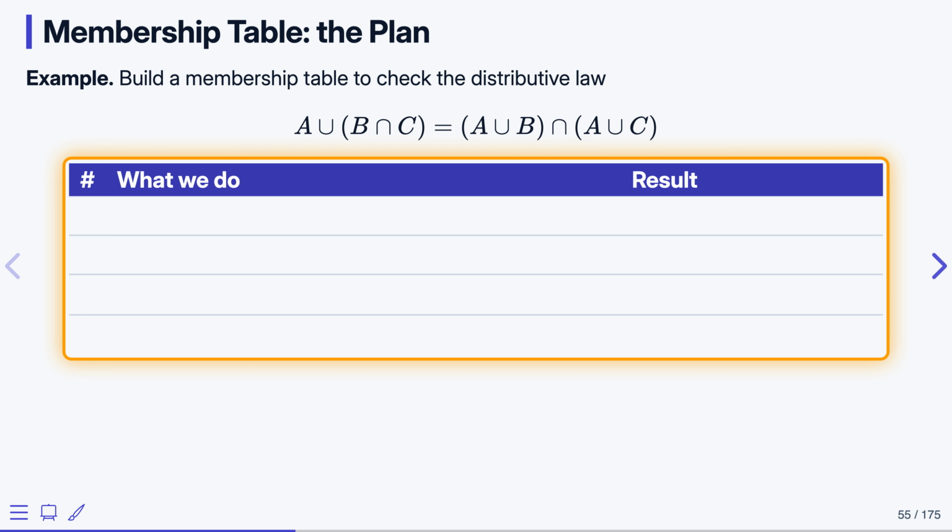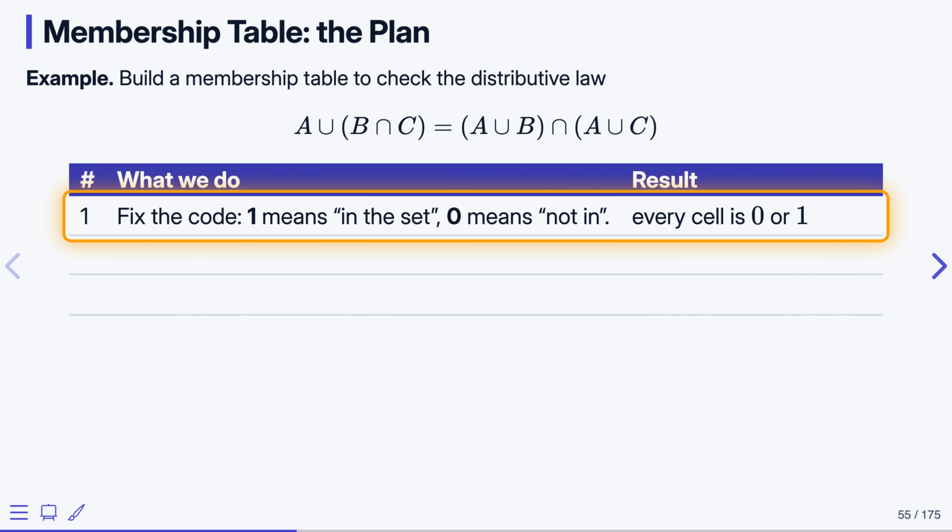Now method 3 in action, a membership table. We want to check the distributive law. A union the bracket B intersect C equals the bracket A union B, intersect the bracket A union C. Let us plan the table first.